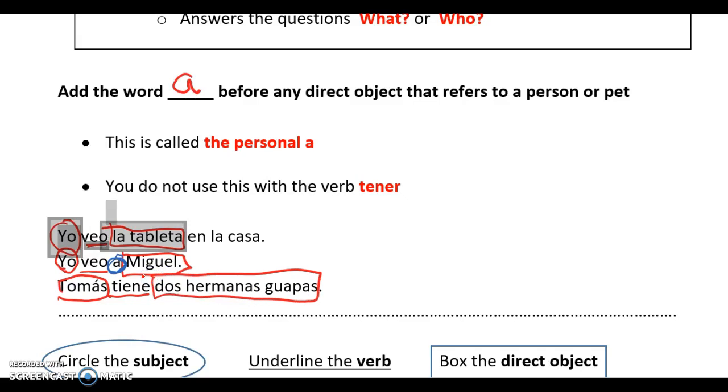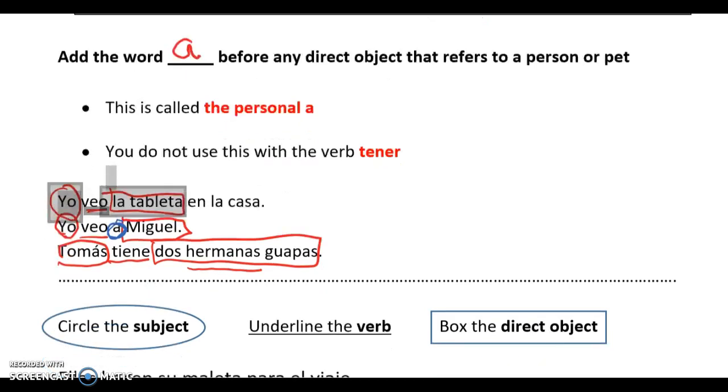Two beautiful sisters. Now, technically speaking, hermanas is the direct object. All right? It's being described by dos, telling how many, and guapas is an adjective describing it. But notice, even though hermanas is a person, we don't use personal a because there's our friend, the verb tener.